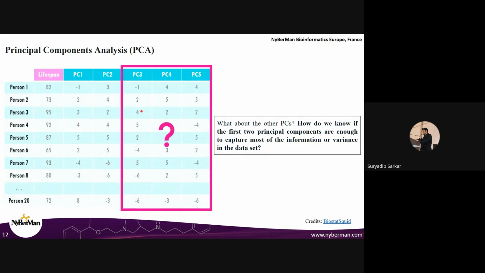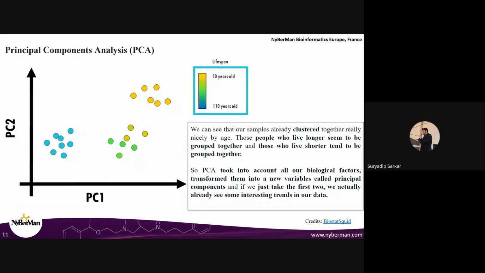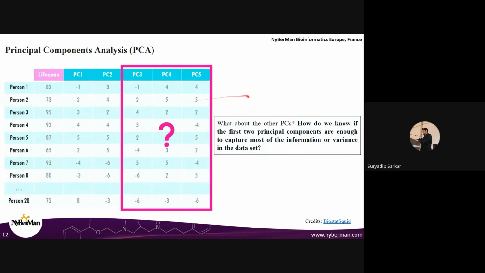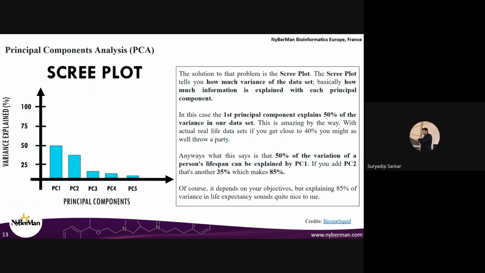Now obviously a very natural question now. We are using PC1 and PC2. What about the rest of the PCs? How do we know that the first two principal components are enough to capture most of the information or variance in the data set? A very valid question, right? How do we know that only the first two is enough? How do we know we don't need to take into account the rest? The solution to that problem is by doing something known as a scree plot.